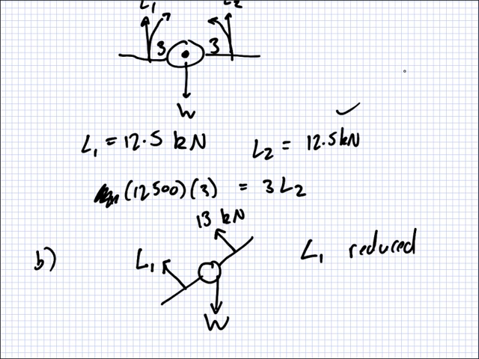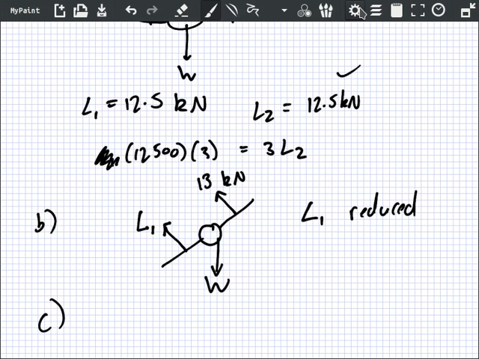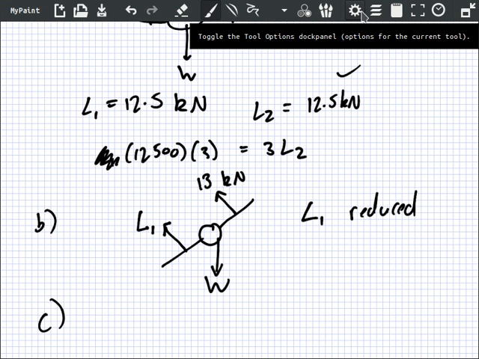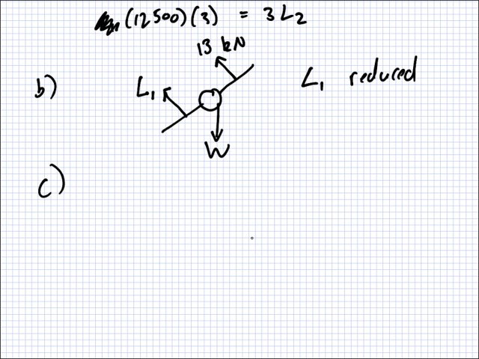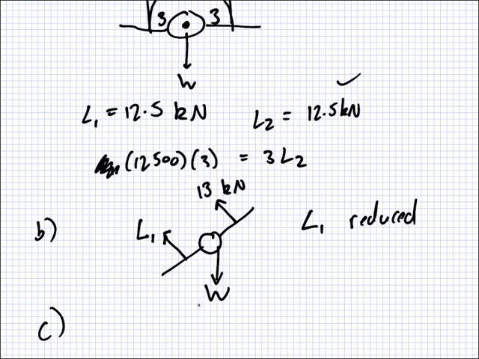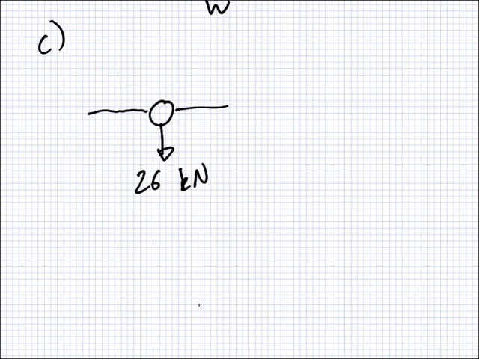Okay, part C. What is the total moment on the airplane about centre of gravity when L1 and L2 change? That's hard. Okay, this is how I'm going to do it. Right, we know that the weight is 26 kilonewtons. How do I know that? L1 plus L2 at the very beginning. So oh, sorry, 25. Not 26, I'm sorry. 25.